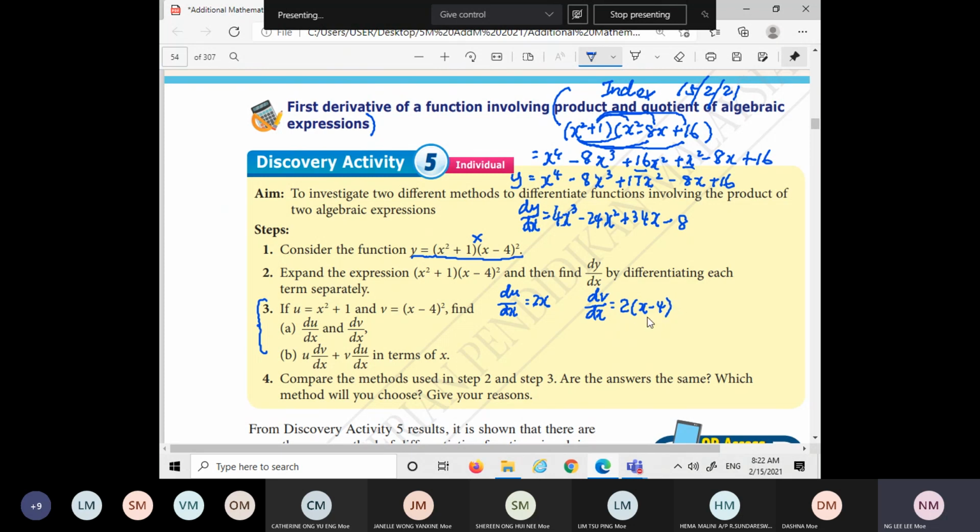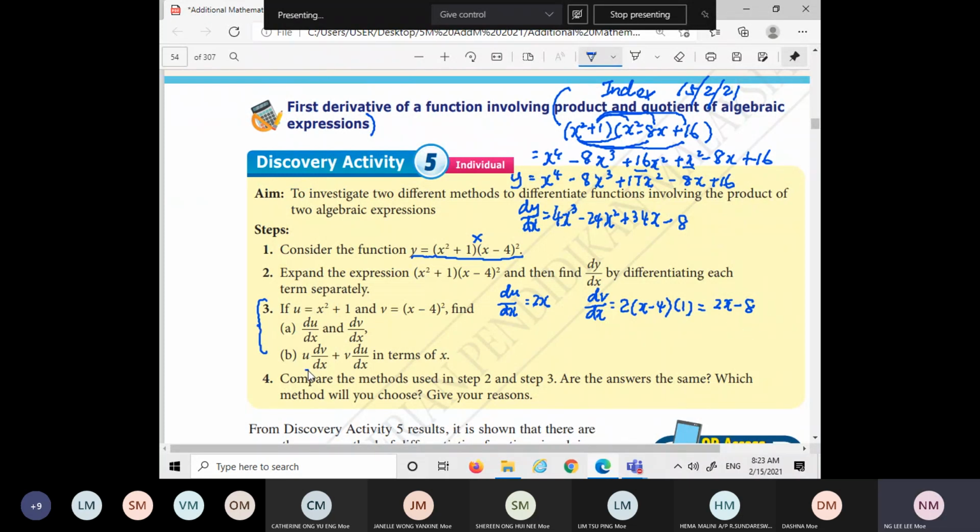After that, remember to differentiate whatever is in the bracket. When you differentiate x, you get 1. You differentiate this, you get 0. So it's 1. Actually no need to write also can. So what you get is 2x minus 8. This is what I get after I differentiate the first expression and the second expression.